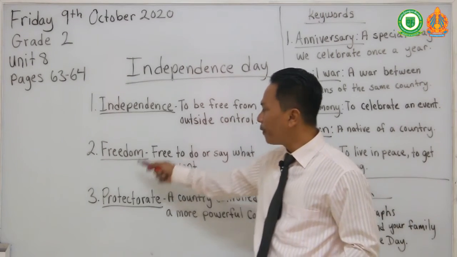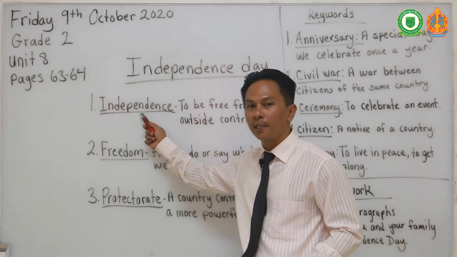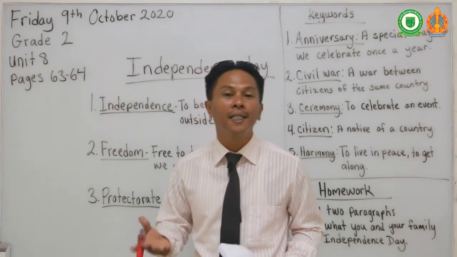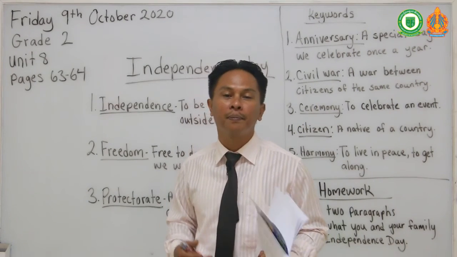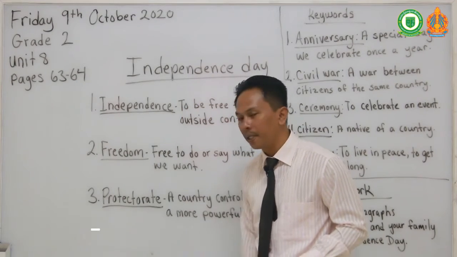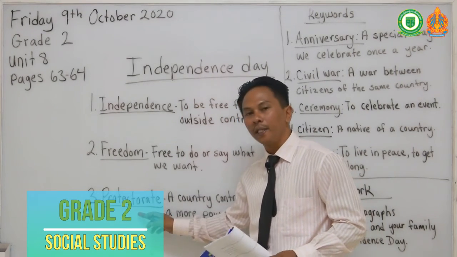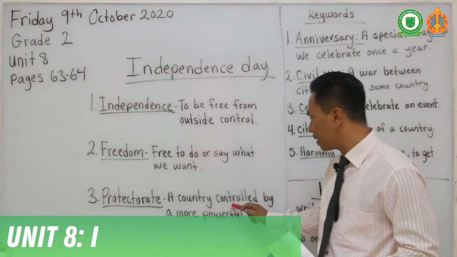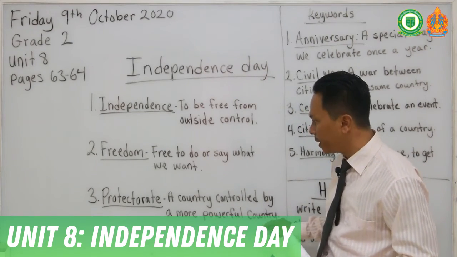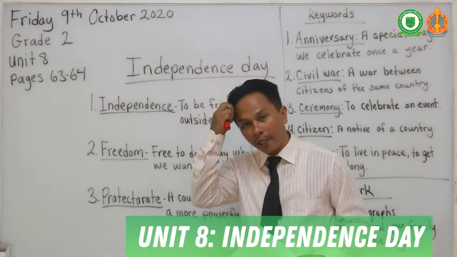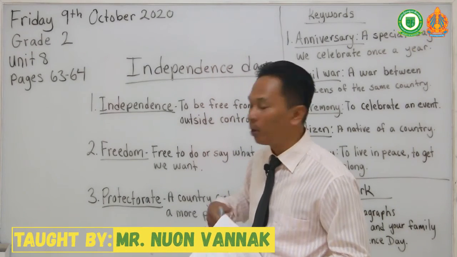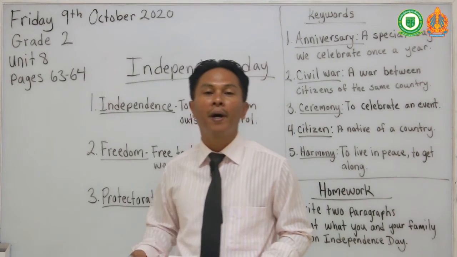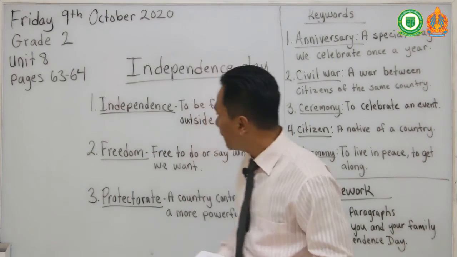Okay. And freedom comes along with independence. So freedom, we're allowed to do or say what we want, and we cannot be punished for saying something that's on our mind. So that's what freedom is. And protectorate, we learned that protectorate means to be controlled by a more powerful country. Like I mentioned in video 1, Cambodia was a protectorate country back then. We were ruled by the French people. Okay?